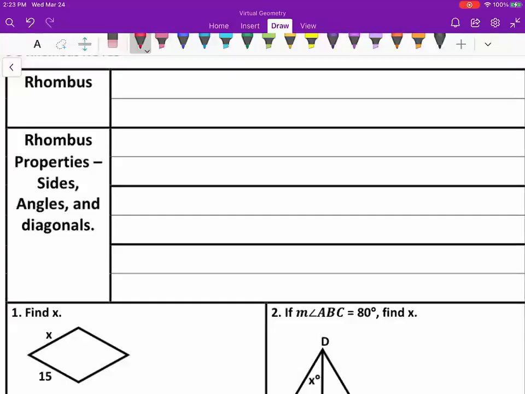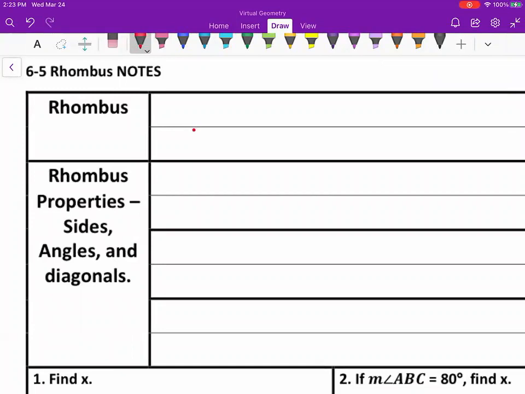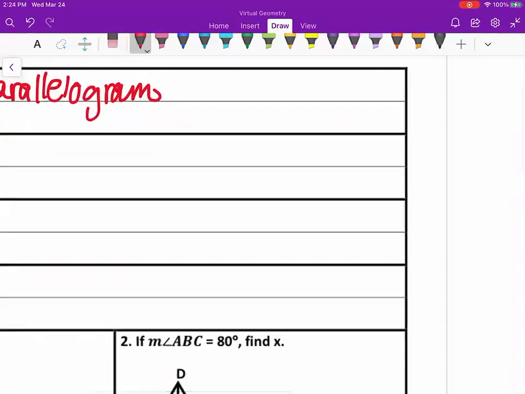Hi everyone, we're looking at our next type of parallelogram, which is the rhombus. So let's take a look at this one. Specifically, a rhombus is a parallelogram that specifically has 4 congruent sides.